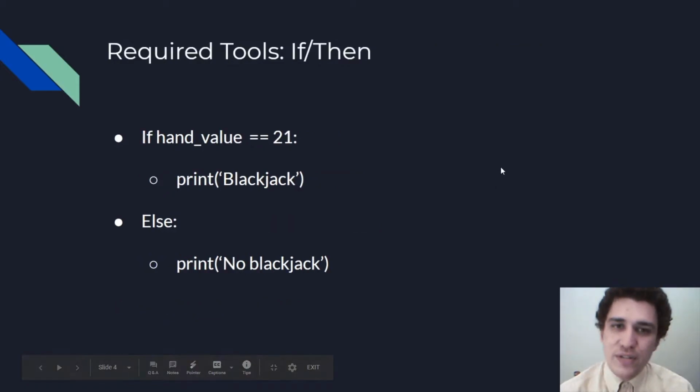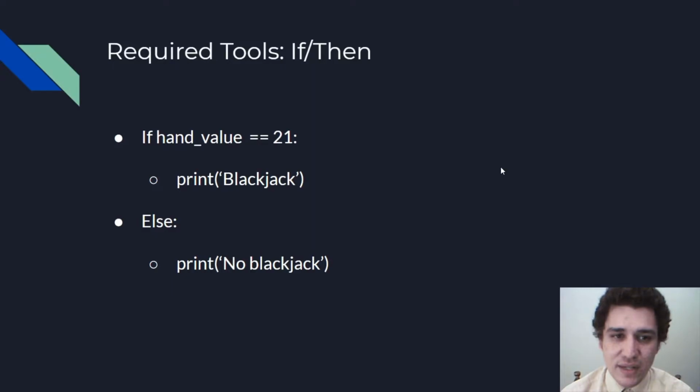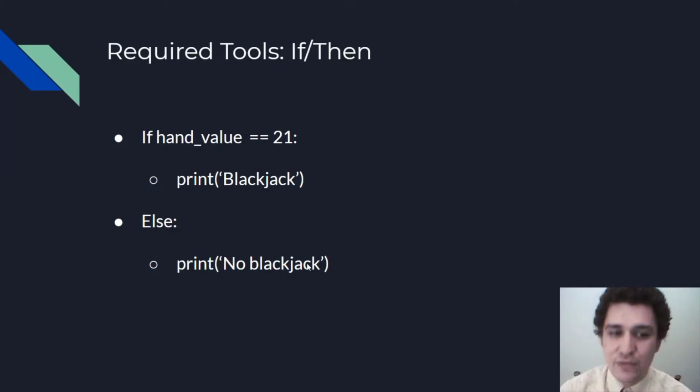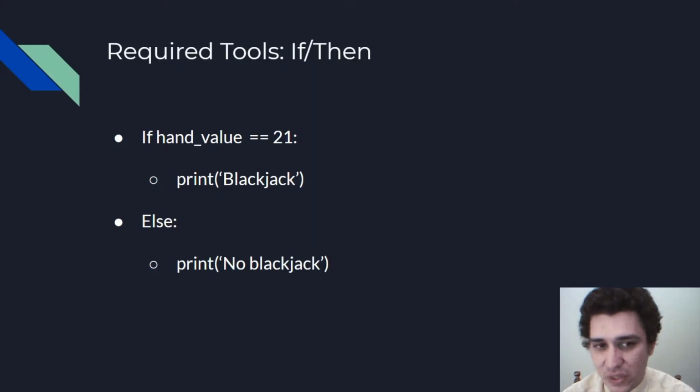We're also going to be using a lot of if-then statements, and they follow the format of if, and then a logical test such as hand value is equal to 21, and if this is true, print blackjack, else, meaning if this is not true, then print no blackjack. This can be helpful, as you can imagine, for checking whether a player has blackjack, but also checking to see if a player is betting too much money or determining whether the dealer is going to hit or stay.